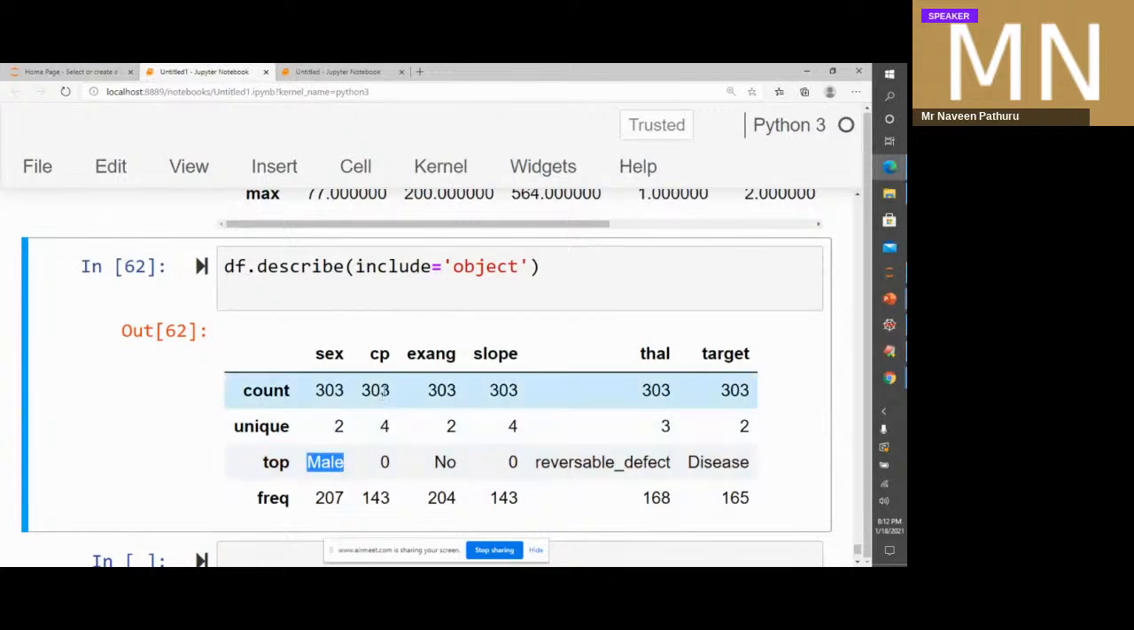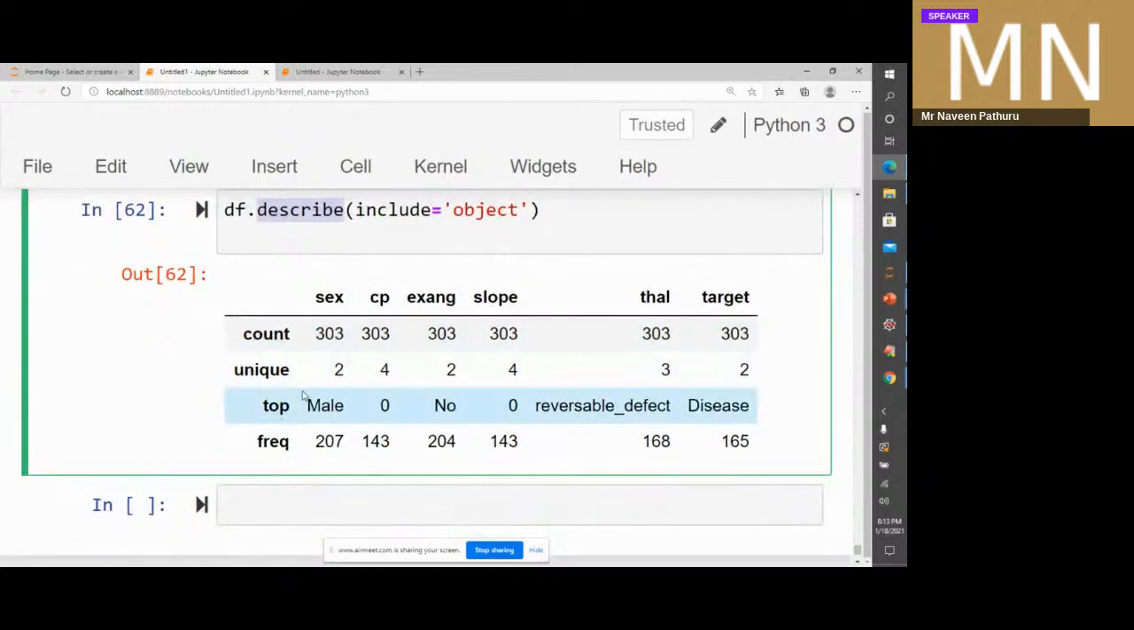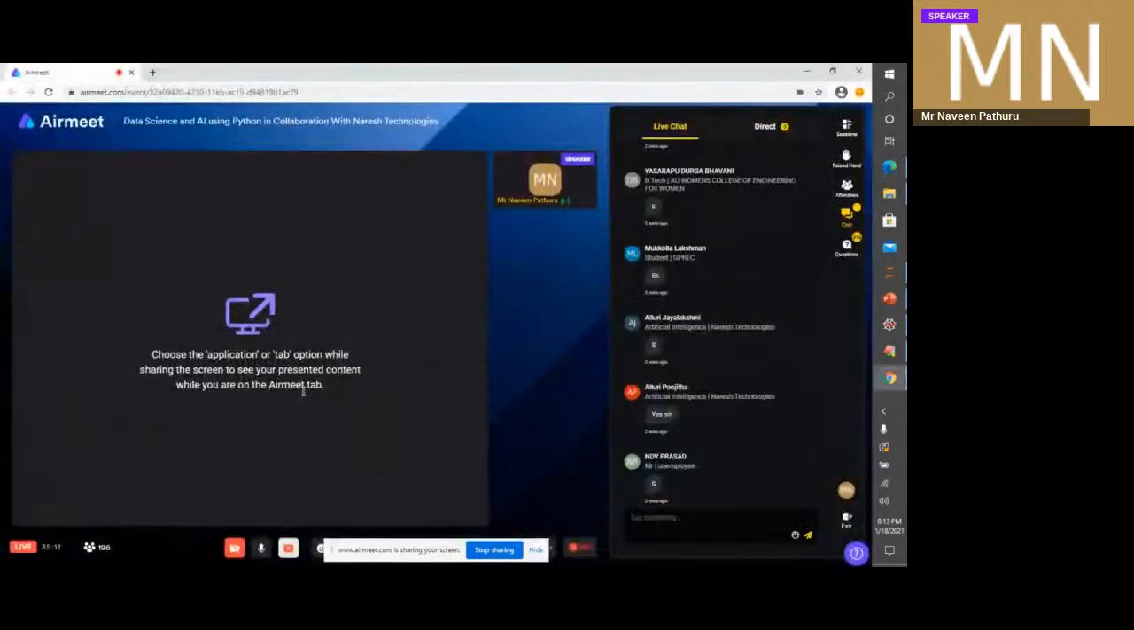Again, CP, chest pain. It looks like the top one is 0, 143 times, and exang we don't know, slope I don't know, thal disease. 165 patients out of 303 have disease, which seems to be the majority. So describe gives the basic statistics of the categorical data. Categorical data is textual data. Everybody following me, guys? Quick yes, please.